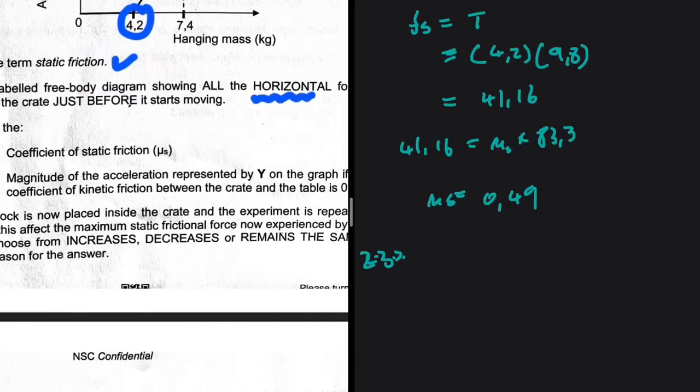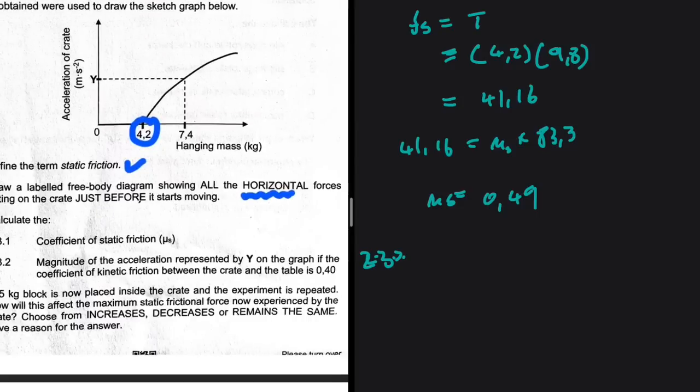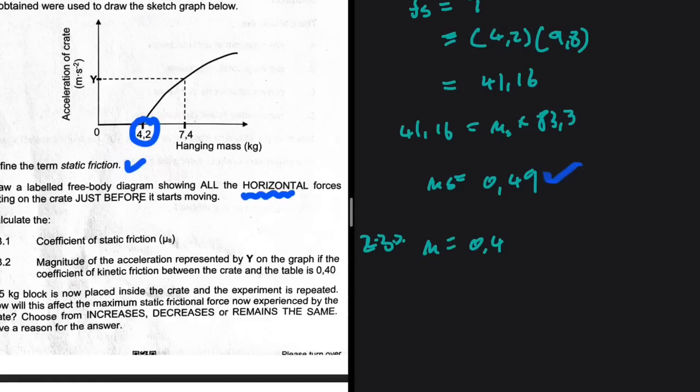2.3.2. We are looking for the magnitude of the acceleration represented by y on the graph if the coefficient of kinetic friction between the crate and the table is 0.4. So take a look at this. The coefficient of kinetic friction is 0.4, and we calculated the coefficient of static friction to be 0.49. So we are quite convinced that the answer we have in 2.3.1 is correct, because if the coefficient of kinetic friction was greater than the static one, we should be worried, because we know fully well that that should not be the case.